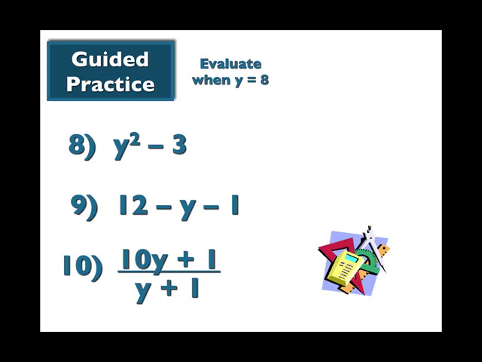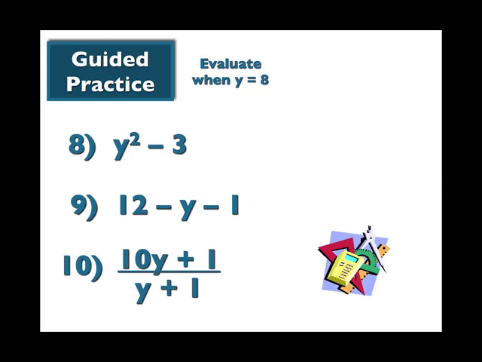Okay, for number 8, if you did it correctly, 8 squared would be 64. 64 take away 3 would be 61. The answer for number 8 is 61. For number 9, we do all subtraction and addition from left to right. So 12 minus 8 would give you 4, and then 4 minus 1 would give you 3. The answer to number 9 is 3.